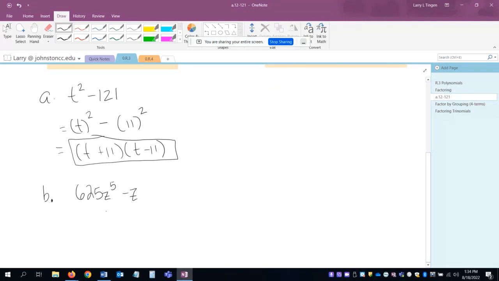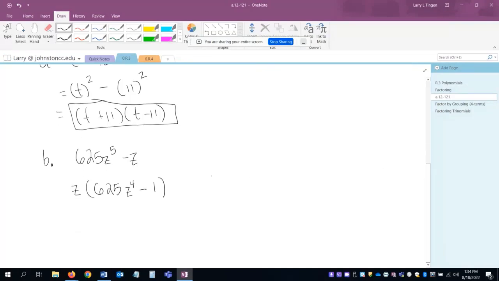In this one, we do have a common factor of z, right? There's a z in the first term, there's a z in the second term. So I'm going to factor out that z, and that's going to leave me 625 z to the fourth minus, factor out the z, which is dividing, z divided by z leaves me a 1. Don't forget that 1. If you forget that 1, you've changed the problem completely. Now, do I have the difference of perfect squares?